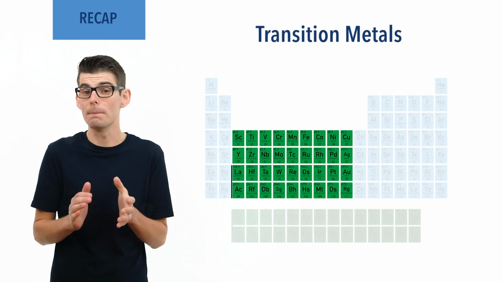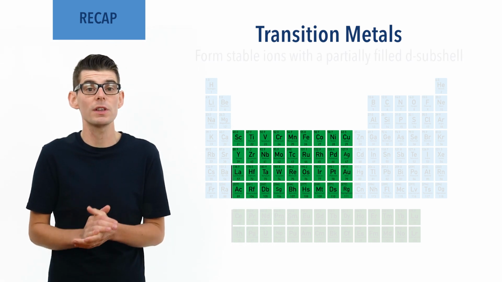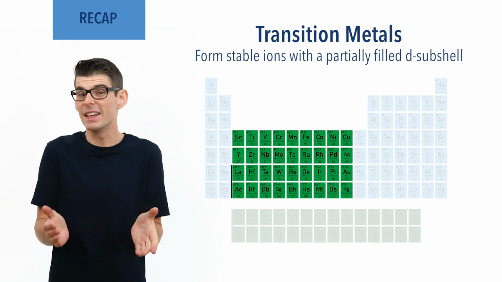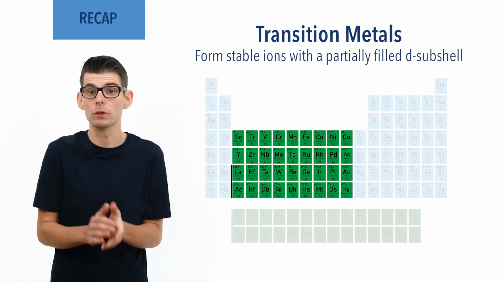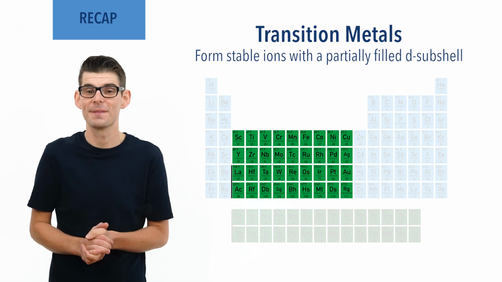Before we talk in detail about d-orbital splitting, there are a few essential ideas you need to be comfortable with. Transition metals are metals that can form one or more stable ions with a partially filled d subshell. In other words, ions of these metals always have at least one half-filled d orbital.